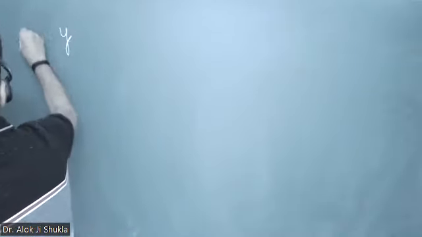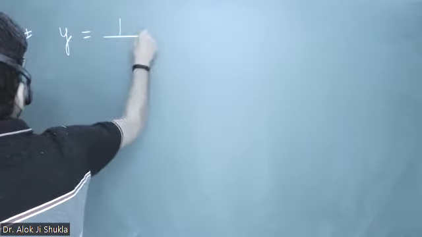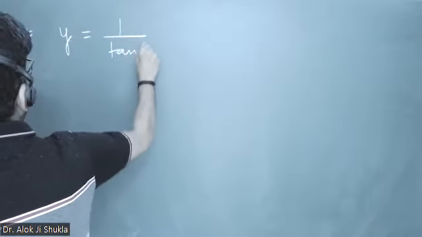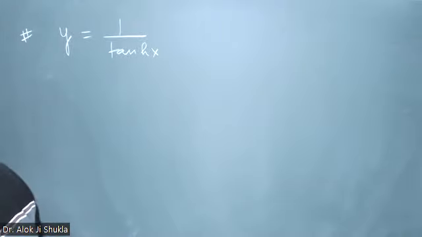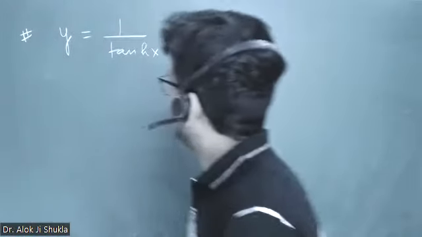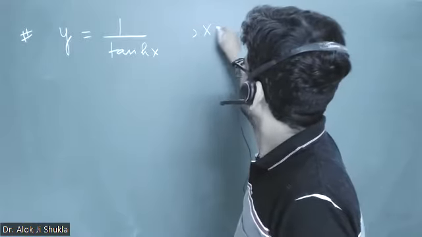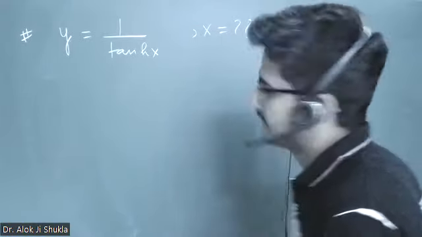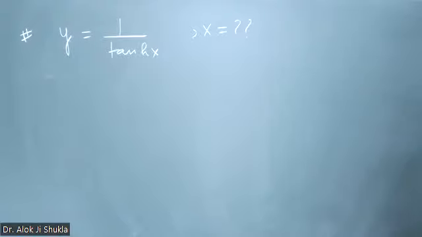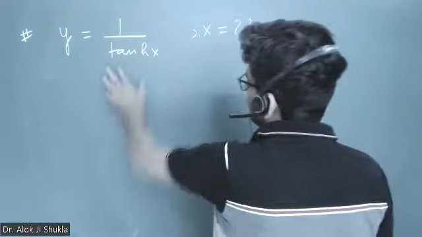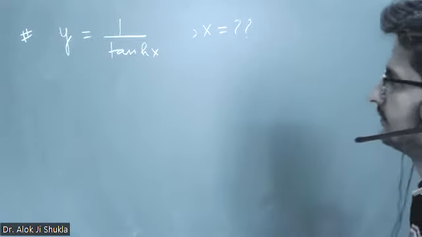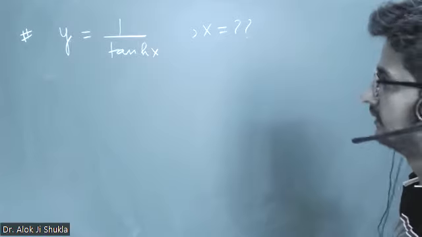Okay. Now see, many times questions are asked like this: y is equal to 1/tan of hyperbolic x is given, and they may ask the value of x, something like this. In hyperbolics it may be written. So to get x, how can I proceed? Anybody?